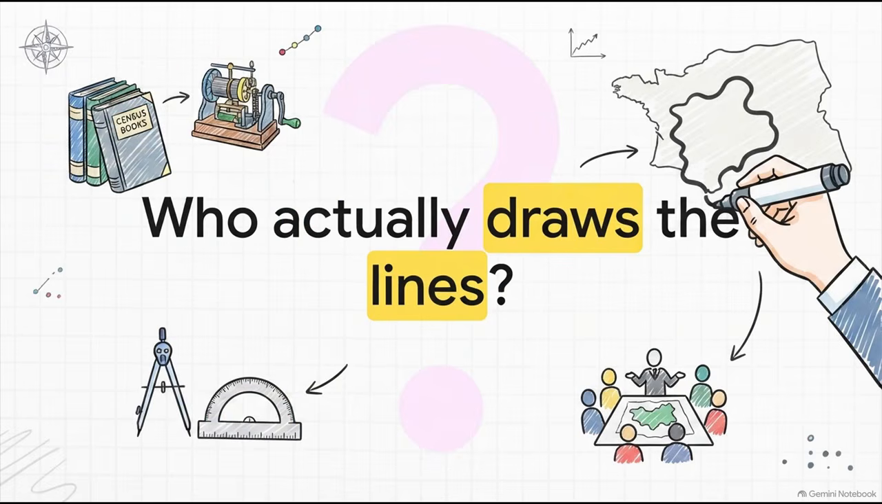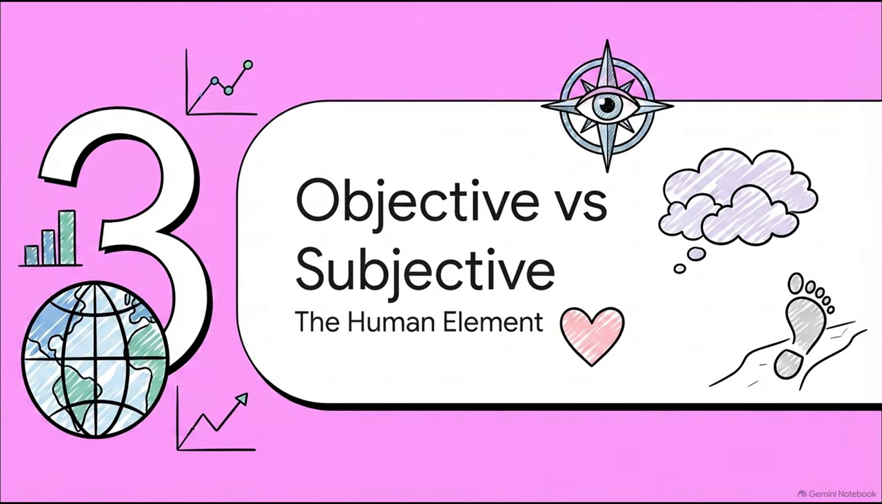But having this rigid, scientific formula, area plus homogeneity equals region, leaves us with a very practical and honestly highly political question. Who actually draws the lines? Who gets to look at a map and decide what makes an area homogeneous enough to become an official region? Section 3. Objective versus subjective regions, the human element.